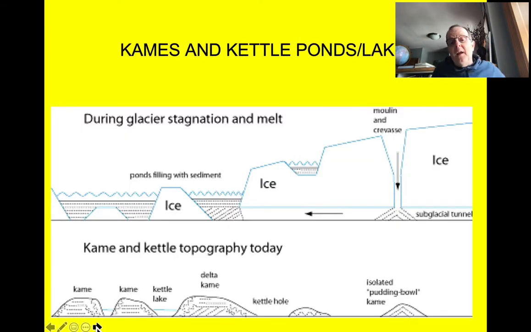Here's your Kame and Kettle ponds. So you have ice, ice, ice. You have a crevasse, you have ice breaking off. Then you have sediment that are filled with, at first, ice, which melts and eventually becomes a pond. So here's your Kettle Lake, and in between are piles of sediment that got left behind.